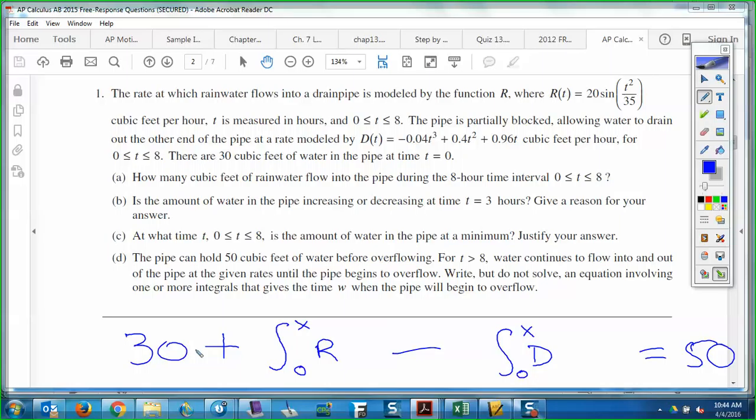All right. So back to A. Did we do A on that one too? Yeah. So how many cubic feet of water flow into the pipe during the 8-hour time interval? So wouldn't that just be this integral, 0 to 8? It'd just be the R, right? It'd just be that one, 0 to 8. And then, were you supposed to actually do that? Is this a calculator one? Oh, never mind. Okay. Good. Otherwise you wouldn't be able to. So you can just type it in the calculator.